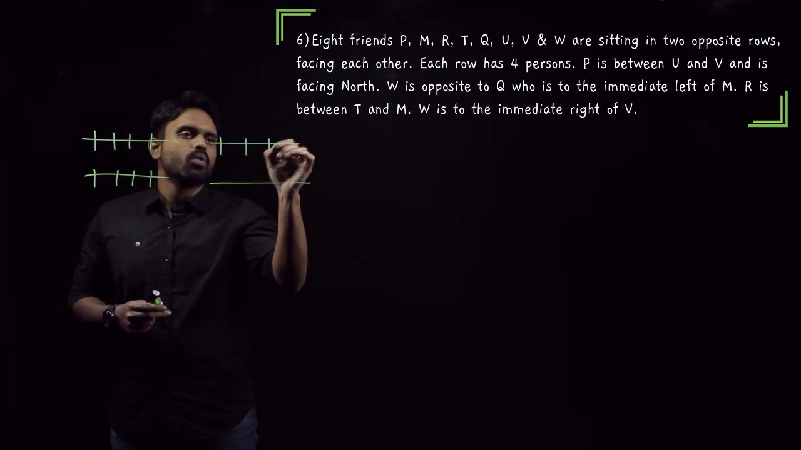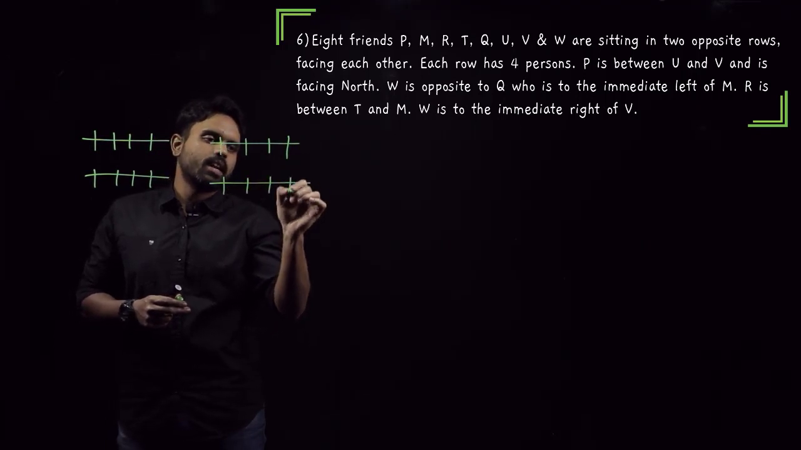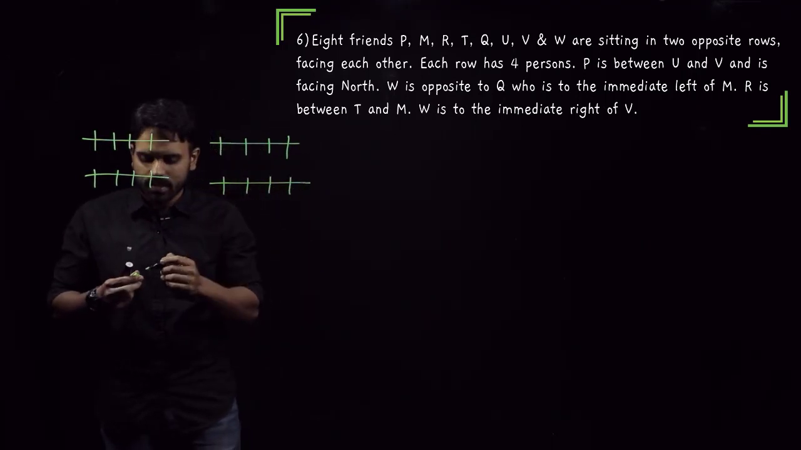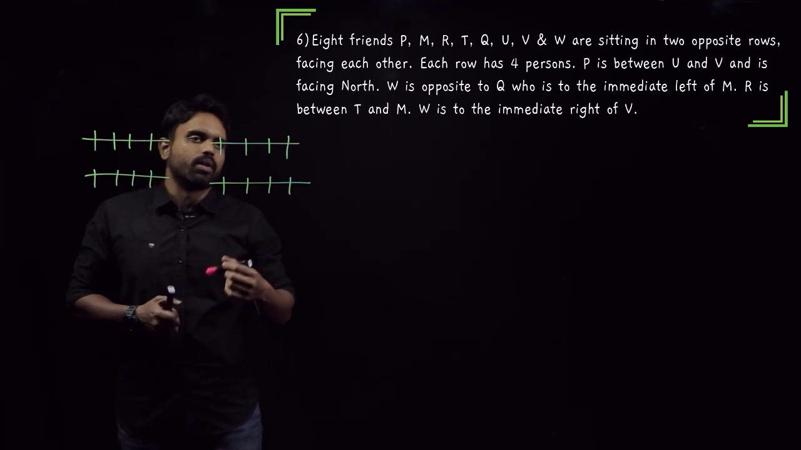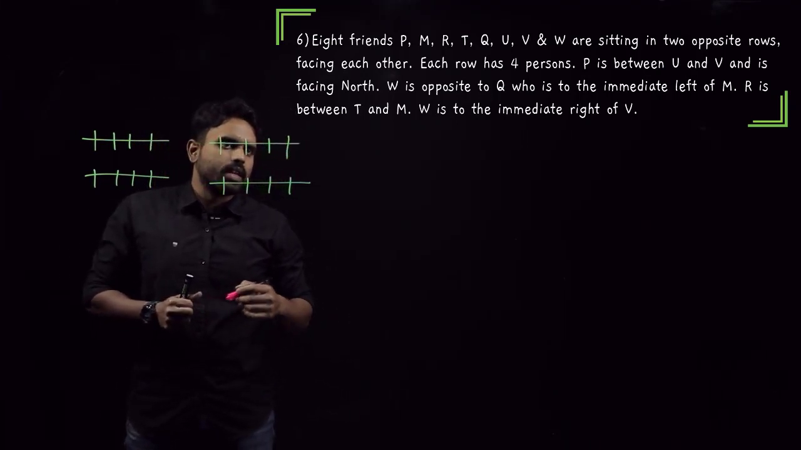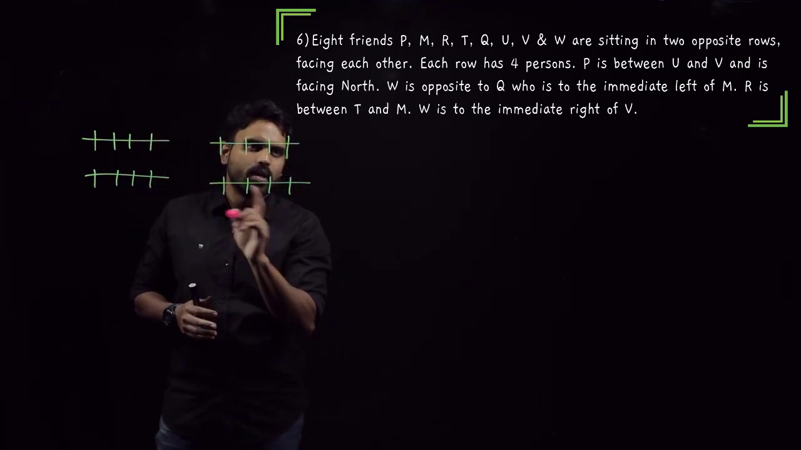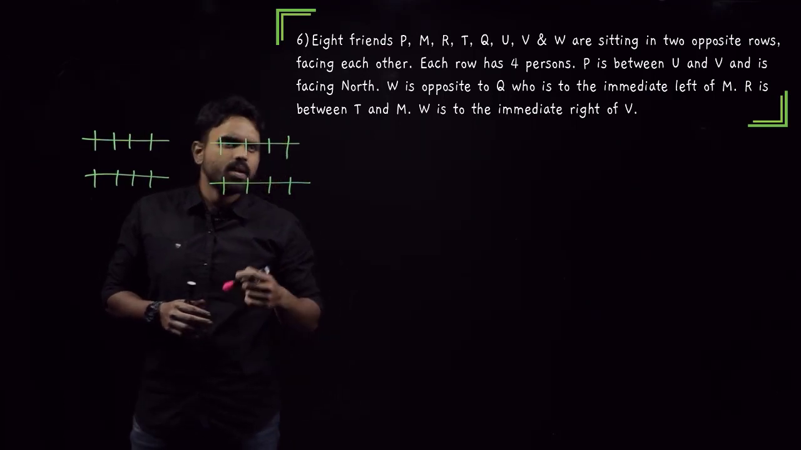I am taking these two. If there are any possibilities, I will use, like I always tell. If not, you have to ignore them. Okay. Facing each other. Each row has 4 persons. I've already done it.